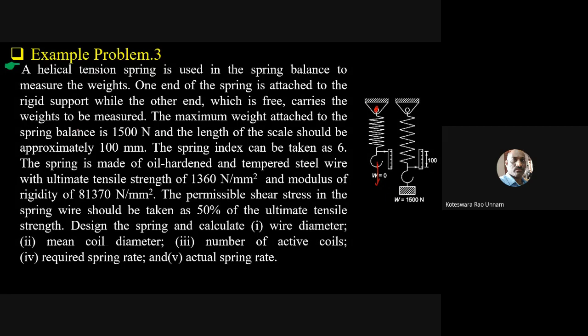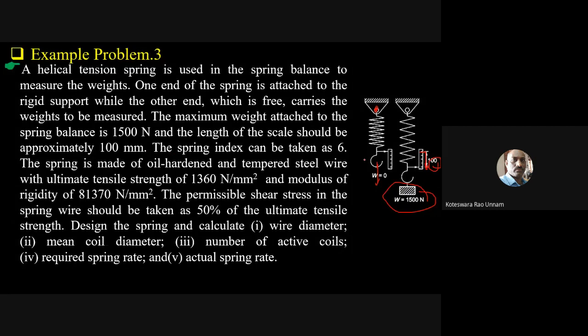The maximum weight attached to the spring balance is 1500 newtons, and the length of the scale should be approximately 100 mm. So the total length is 100 mm. That means the spring can elongate a maximum of 100 only. It cannot go beyond that. If the spring is elongated more than that, the scale shows only 100. So you have a scale which can measure a maximum deflection of only 100 mm. That means for this application, your delta max should be only 100 mm. The length of the scale should be approximately 100 mm.